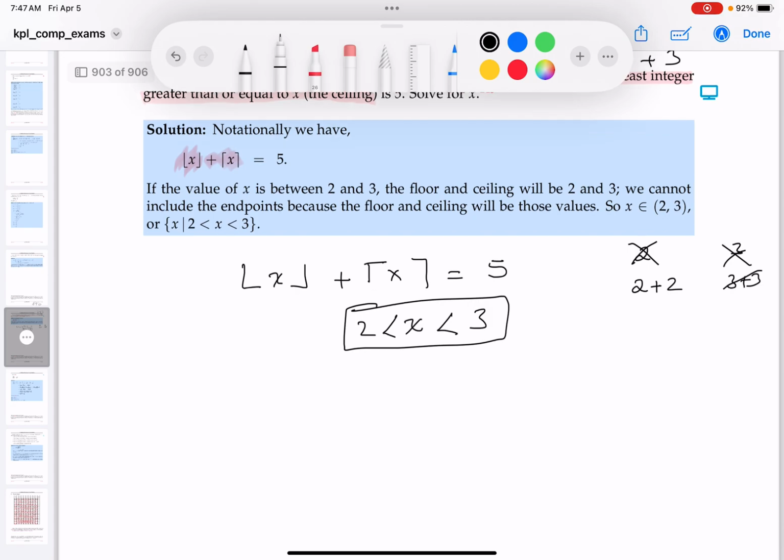Here's the deal, though. You can write these differently, as an inequality. You could also write it as an interval and say 2 to 3. Right? This is interval notation. I think most people would prefer this notation, but that's entirely up to you. Thank you.